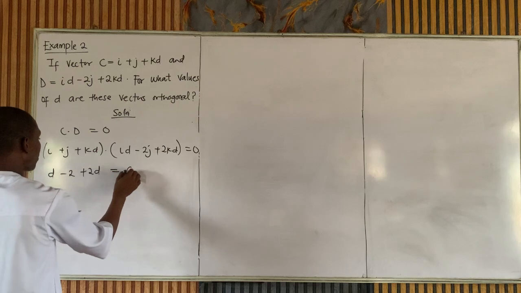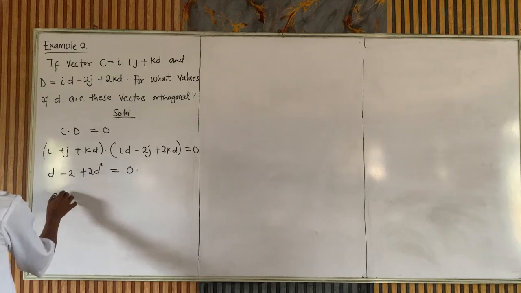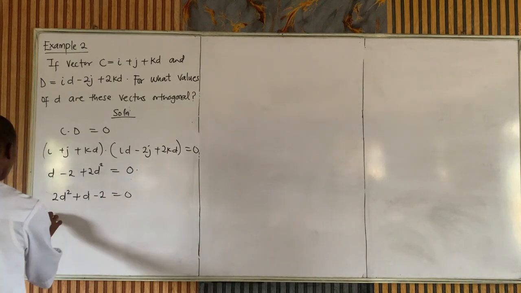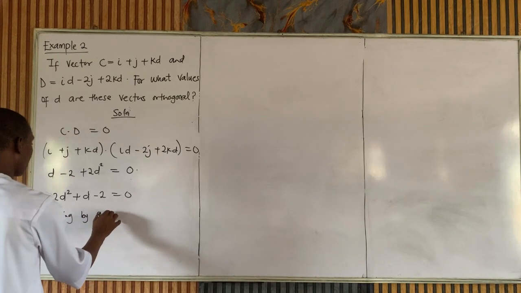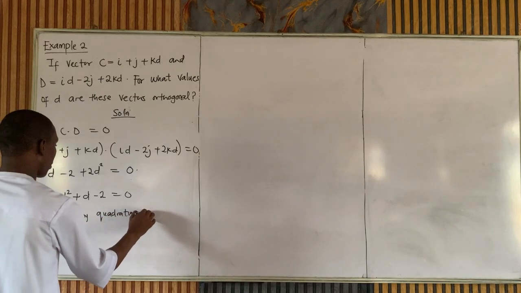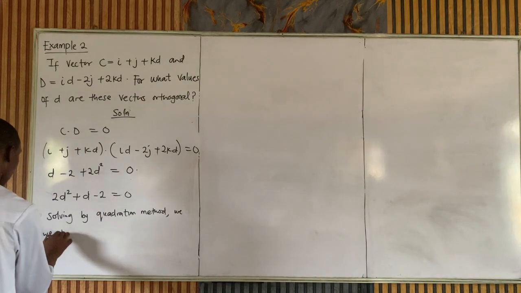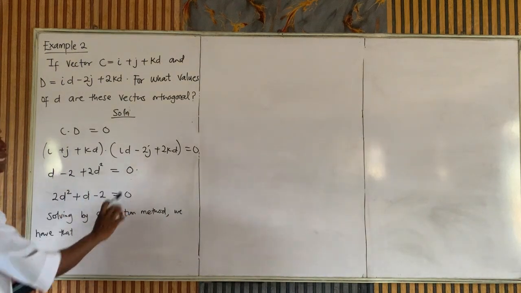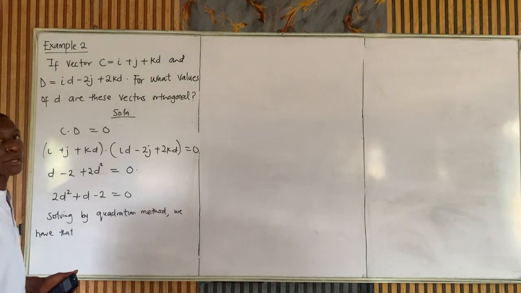So everything here is equal to 0. This is 2D square. So at the end of the day, we solve quadratically. 2D square plus D minus 2 is equal to 0. Now, solving by quadratic method, we have that D is equal to. So solving this quadratic equation, I just use a calculator to solve actually. But you can solve by formula method or complete square method, you still have the same answer.